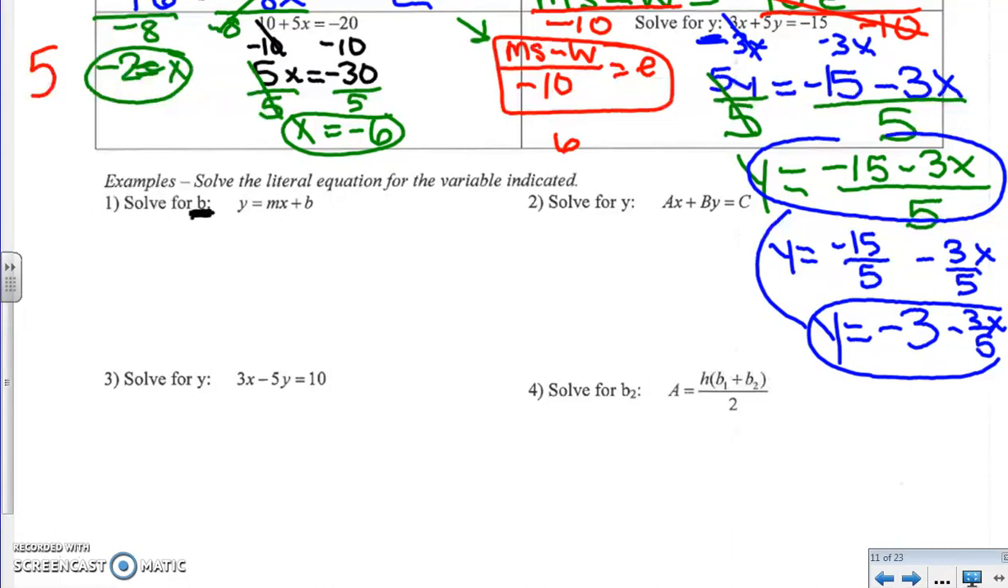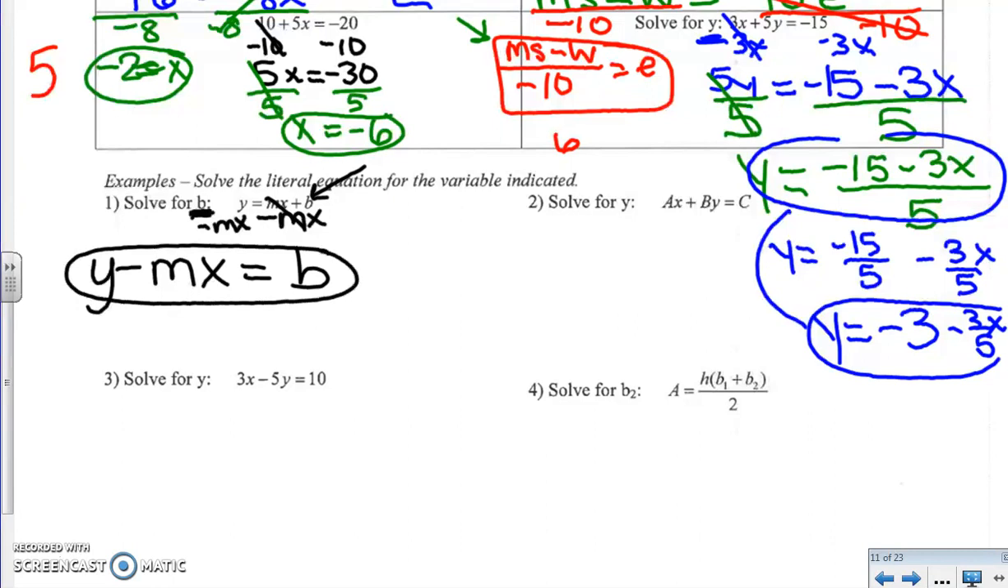So for number 1, we're trying to get b isolated. So b is going to stay right where it is, meaning the mx needs to be taken away. Well, the whole product mx is being added to b. So we're going to subtract the mx to the other side. But y is a different variable than mx, and so it can't really be subtracted with it. So the y stays, and the mx comes over as a negative, cancels out from the right side, leaving us with just b. And now the equation has b isolated.